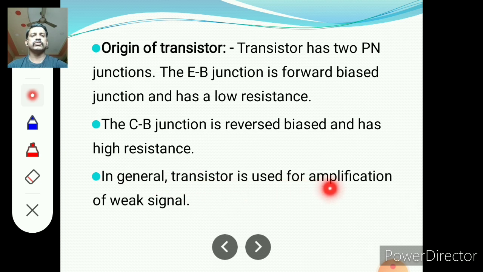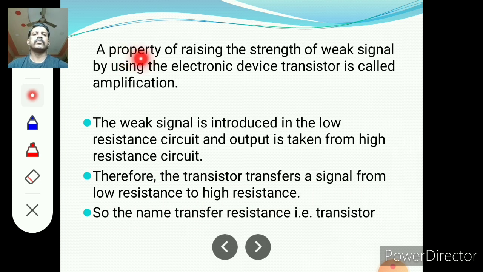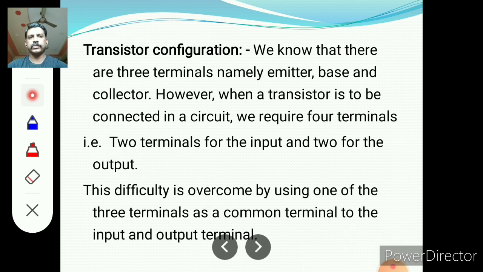In general, it is used for amplification of weak signals. The property of raising the strength of a weak signal by using an electronic device, the transistor, is called amplification. The weak signal is introduced in the low resistance circuit and the output is taken from the high resistance circuit. Therefore, a transistor transfers a signal from low resistance to high resistance. So the name is transfer resistor, that is transistor.